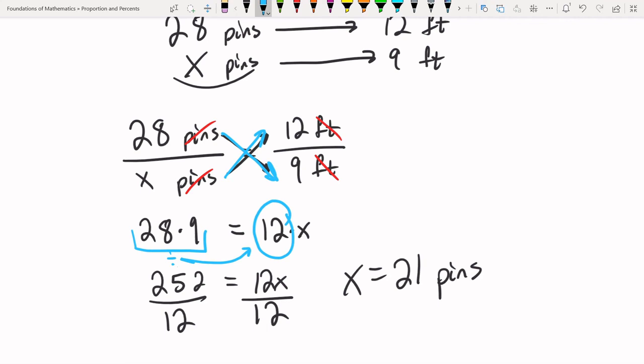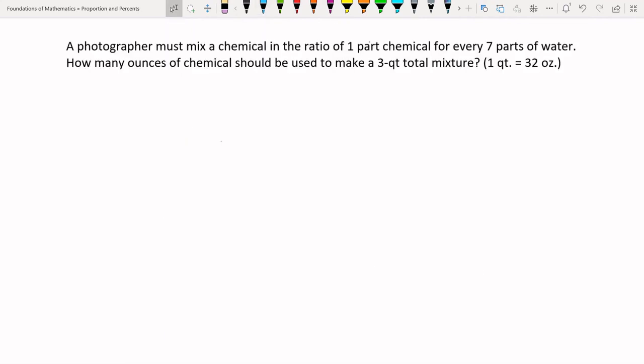That's always the process. A photographer must mix a chemical in a ratio of 1 part to 7 parts. 1 part chemical, 7 parts water. How many ounces of chemical should be used to make a 3-quart total mixture? So we're going to want to create a proportion here. That's how we're going to solve this. But there's some preliminary work we have to do before we can even do that.